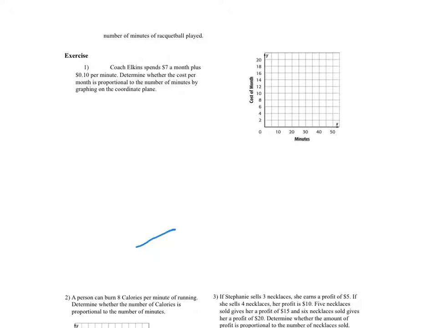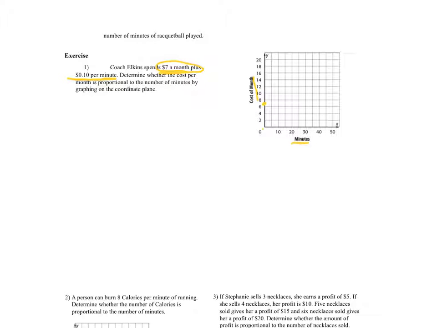Okay, so look at number 1. Ooh, man, I was drawing on my board. Look at number 1. It says Coach Elkins spends $7 a month plus 10 cents per minute. Determine whether the cost of the month is proportional to the number of minutes by graphing on the coordinate plane. Okay, so looking at this, important information is the $7 a month and 10 cents a minute. So when we start our graph, if we were to graph at 0 minutes, because here's our minutes and here's our cost, at 0 minutes, we're going to start out at $7 because we have a $7 a month plan.